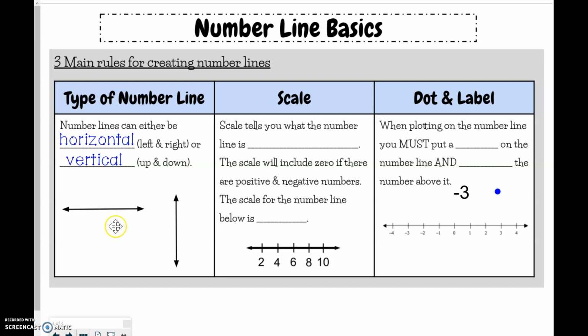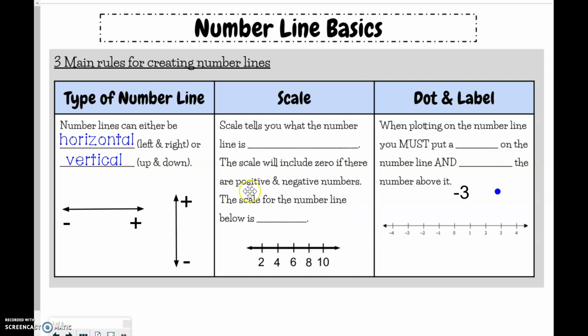If we're talking about a horizontal number line, positive numbers are going to go to the right, negative numbers are going to go to the left. In addition, numbers going to the right are going to get bigger, numbers to the left are going to get smaller. But for a vertical number line, positive numbers are going to be up, negative numbers are going to be down. So numbers will get bigger going up and smaller going down.